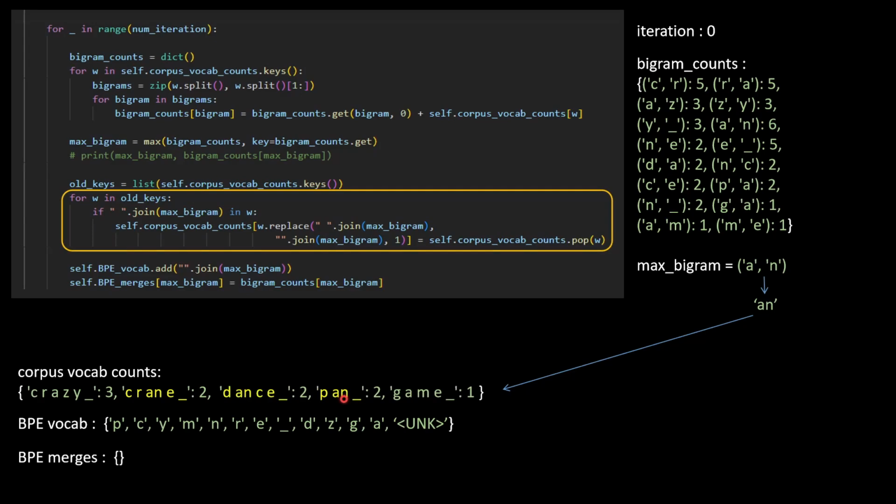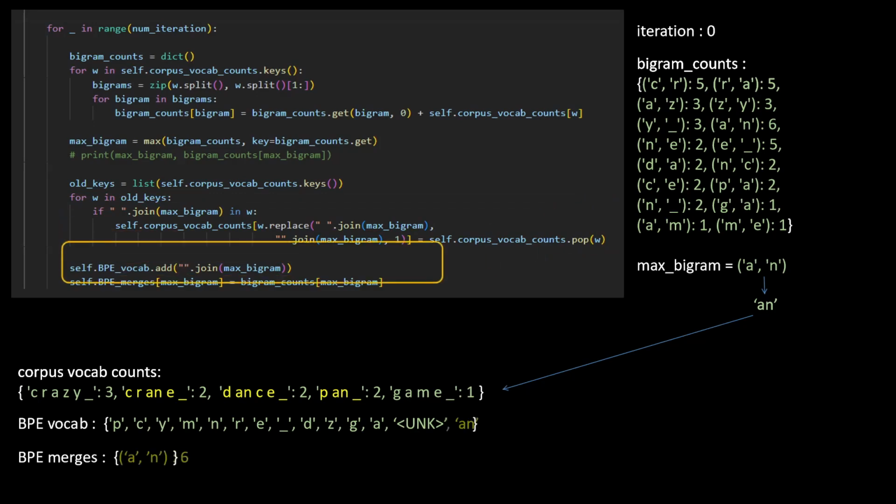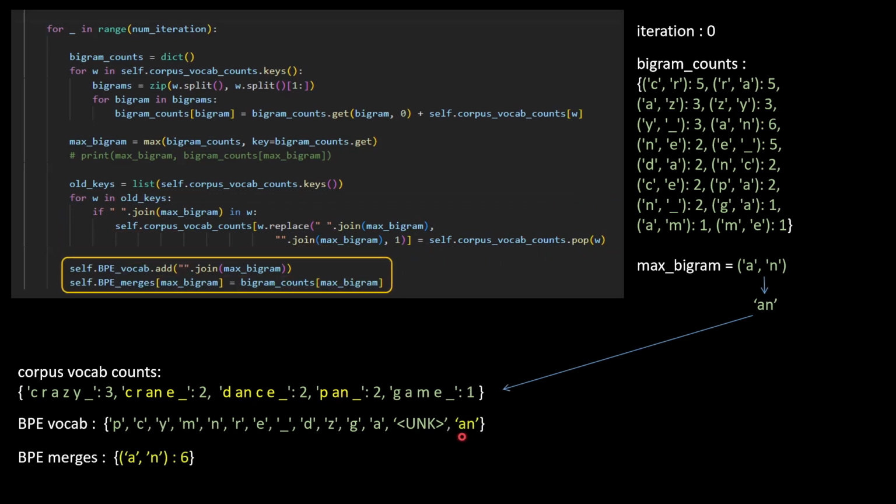Next, we are going to include AN in BPE vocab as well. So in BPE vocab, AN is included. In BPE merges, we are going to initialize a new entry, the AN merge rule, with the highest frequency. This highest frequency we are just keeping for information. There is no practical use of it in our algorithm, but this tuple will be useful.